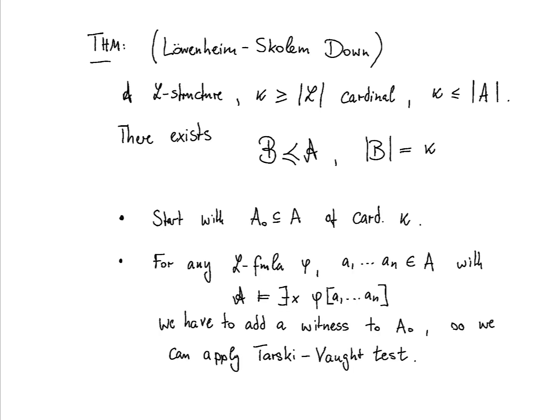The basic steps of the proof of this theorem are as follows. We start with an arbitrary subset of the universe of A, call that A0, and A0 has cardinality kappa. This is really arbitrary, so we could actually include in the statement of the theorem that not only can we find an elementary substructure of cardinality kappa, but that elementary substructure could actually extend any subset of A of cardinality at most kappa.